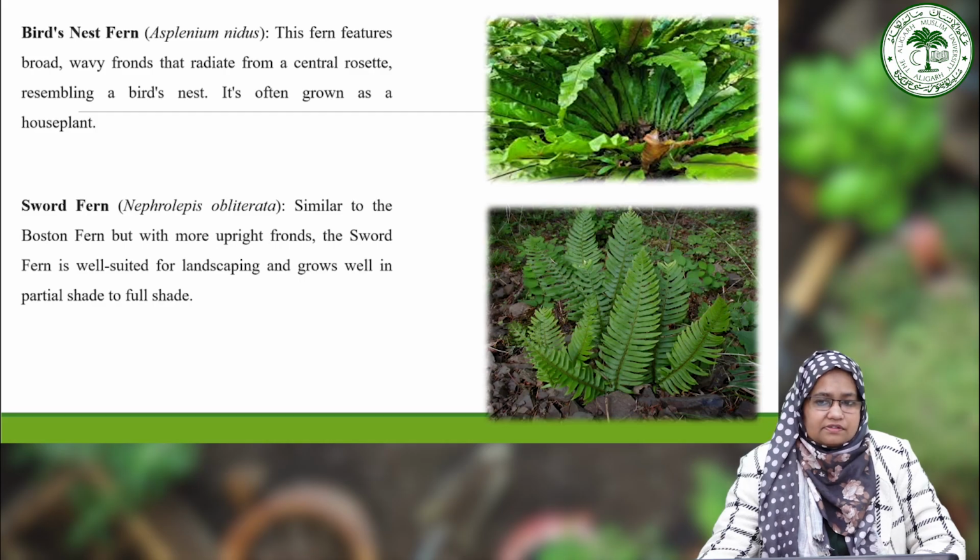Sword fern is also botanically known as Nephrolepis obliterata, resembling the Boston ferns but with more upright fronds. This sword fern is ideal for landscaping purposes and thrives in partial to full shade.